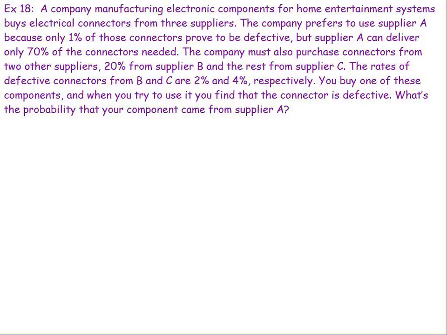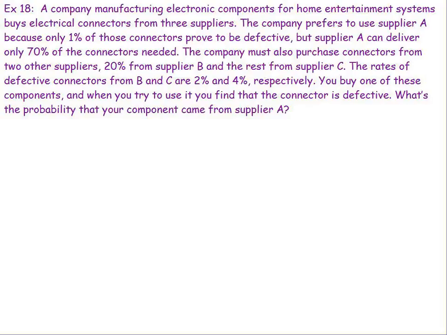But supplier A can deliver only 70% of the connectors needed. The company must also purchase connectors from 2 other suppliers, 20% from supplier B and the rest from supplier C. The rates of defective connectors from B and C are 2% and 4% respectively. You buy one of these components, and when you try to use it, you find that the connector is defective. What's the probability that your component came from supplier A?